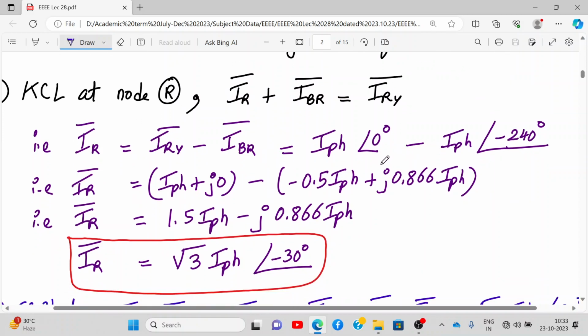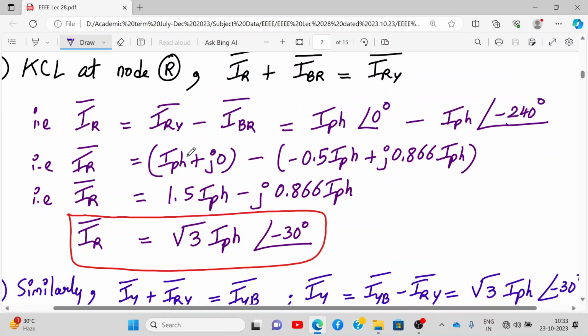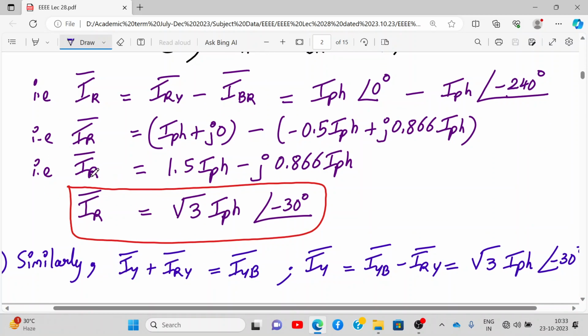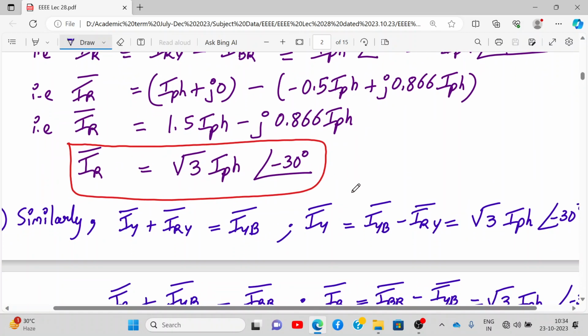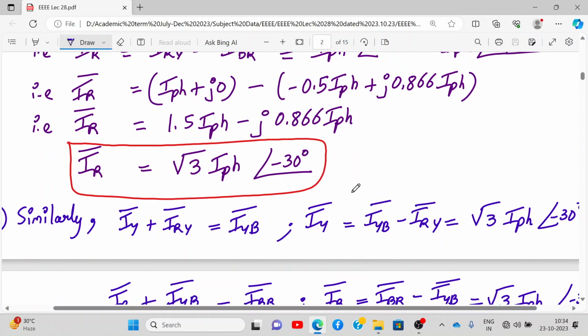Now you convert this into rectangular form, so you'll get I phase plus j0, and I phase angle minus 240 becomes minus 0.5 I phase plus j0.866 I phase. Now club them together, you will get IR bar is 1.5 I phase minus j0.866 I phase. And if you convert it back into polar form, you will get root 3 times I phase angle minus 30 degree. Okay. So please note it down. IR bar is root 3 times I phase angle minus 30 degree.